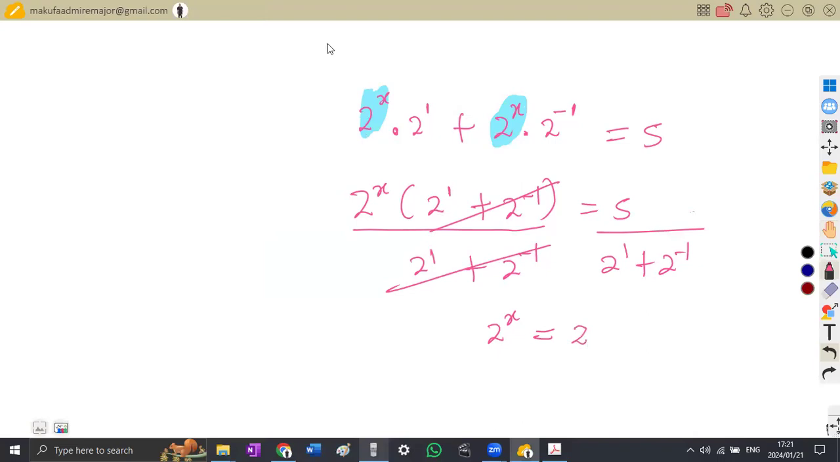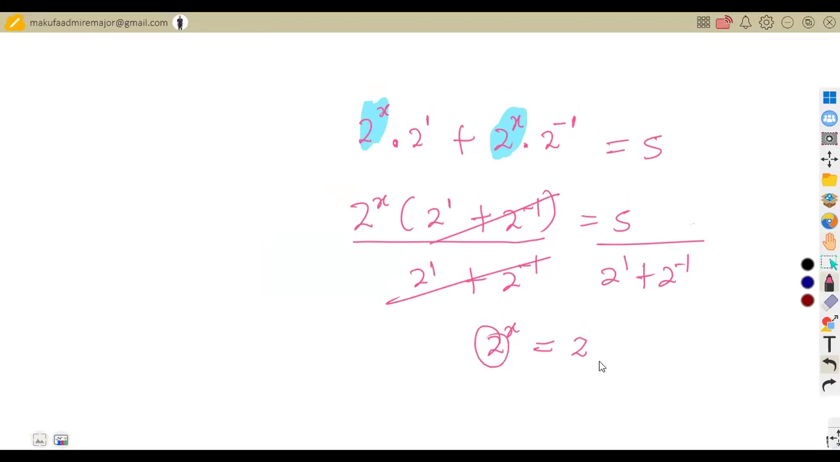So is it possible for us to write this 2 as a number? Already it's a number in base of 2. This is 2, this is 2. So it's to the exponent of what? To the exponent of 1. The bases are the same, so therefore the exponents must be the same. So therefore our x is going to be equal to 1. That is the solution of our question.